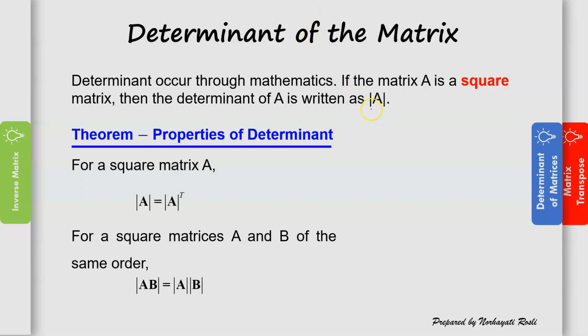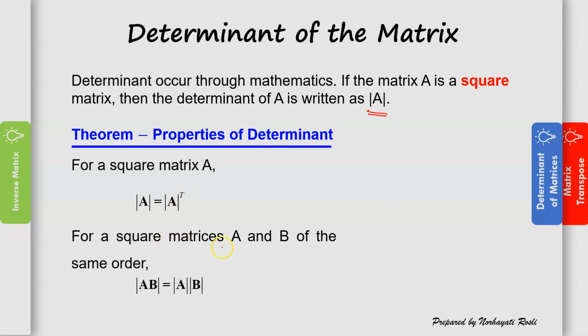which is written by this notation. And this is not absolute value when it comes to the matrix. When it comes to the matrix, this notation means that it is the determinant of the matrix. Now we go to the properties of the theorem of the determinant. For a square matrix A, if you compute the determinant of A matrix, it will be equal to the determinant of A transpose.